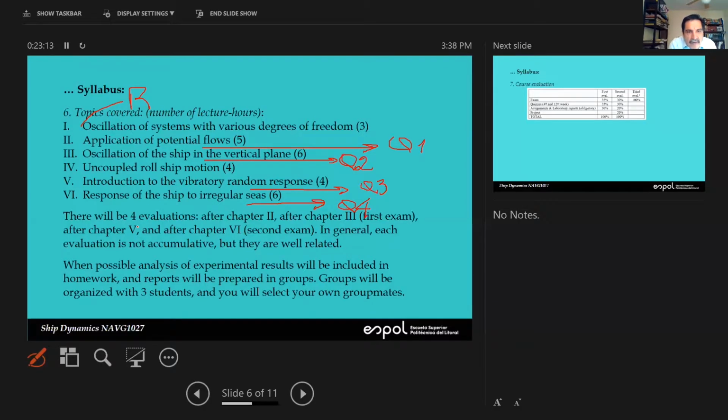Now, for this work and also for the final project, I want you to prepare reports. And for that, you have to organize in groups, okay? I've thought that 3 is a good number. So I have 6 students registered. So we're going to have 2 groups, okay? I'm sorry. Okay, so you pick your groups, okay?